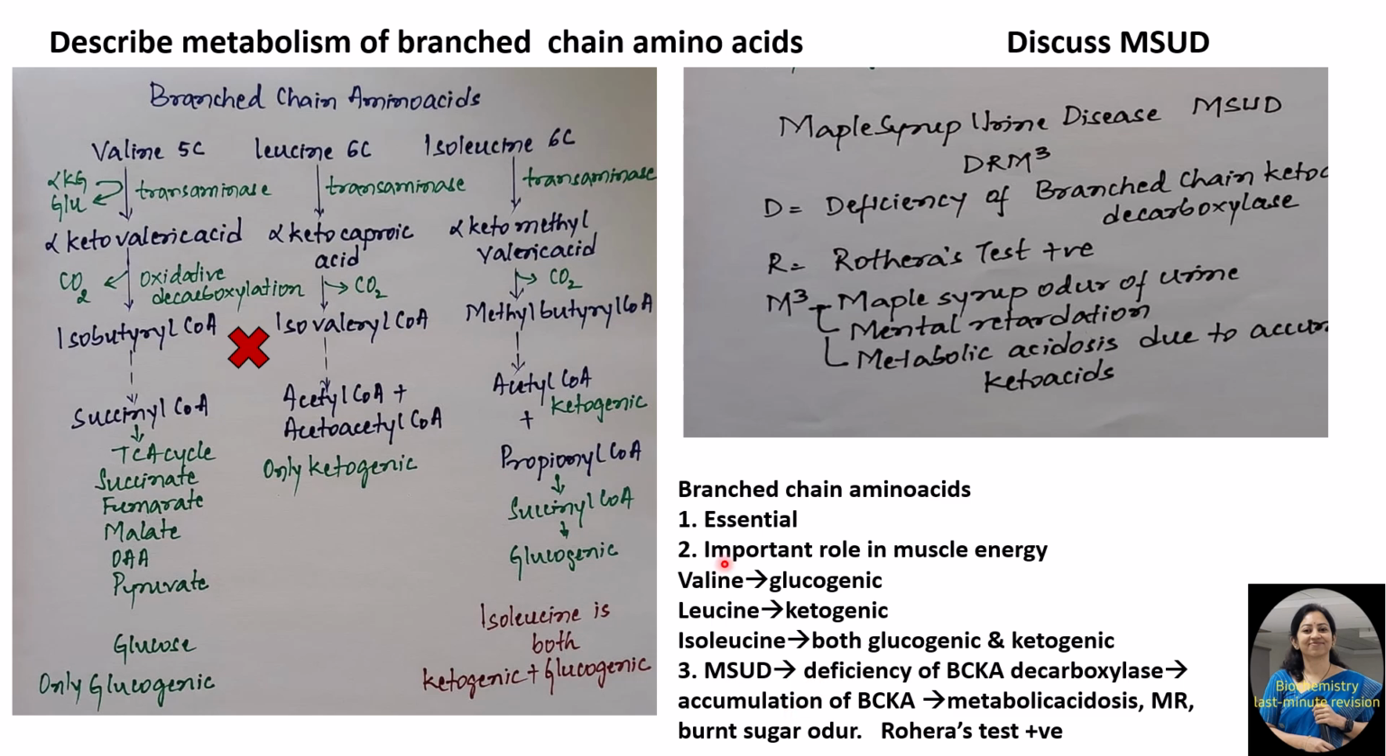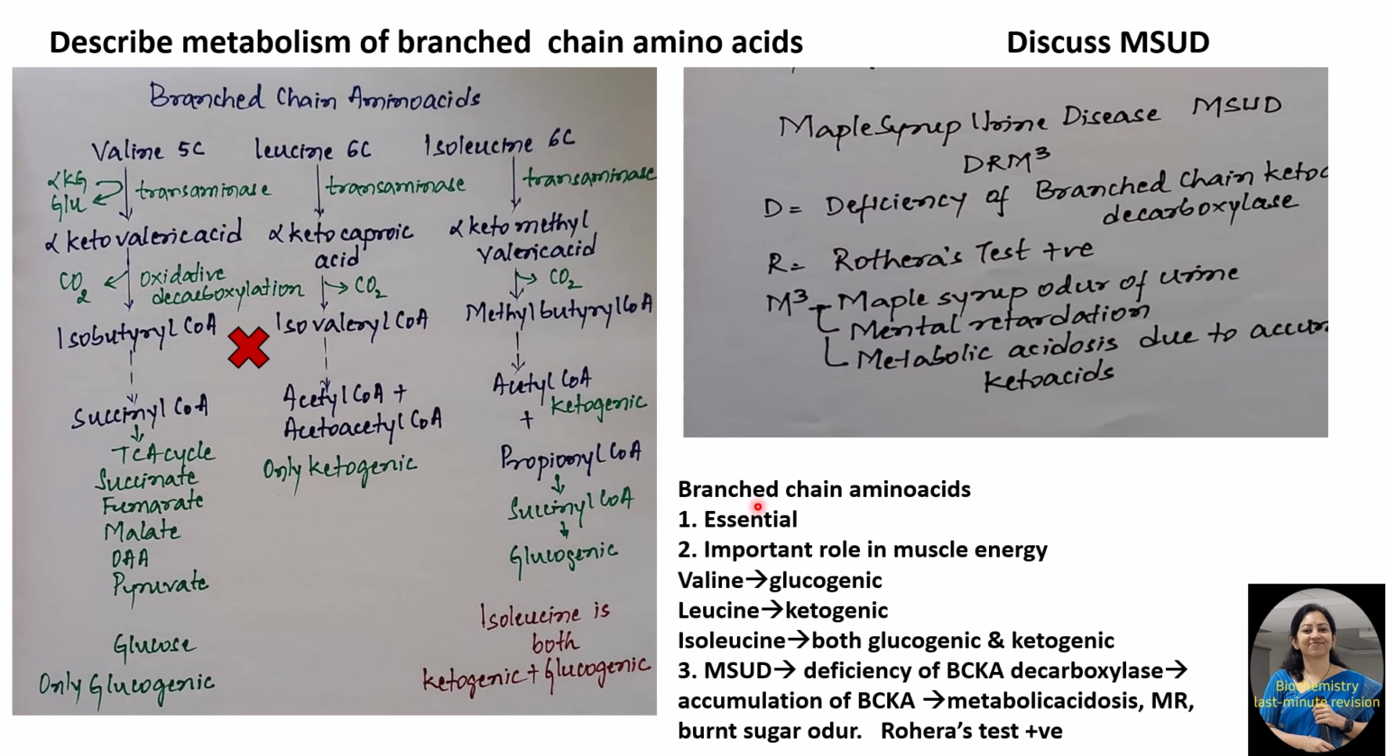Coming to a quick summary of branched chain amino acids, all of the three amino acids, valine, leucine, isoleucine, are essential amino acids and they have to be consumed in the diet. They have an important role in muscle energy metabolism. So muscles preferably utilize branched chain amino acids for energy purpose. Valine is glucogenic, leucine is purely ketogenic, and isoleucine is both glucogenic and ketogenic.